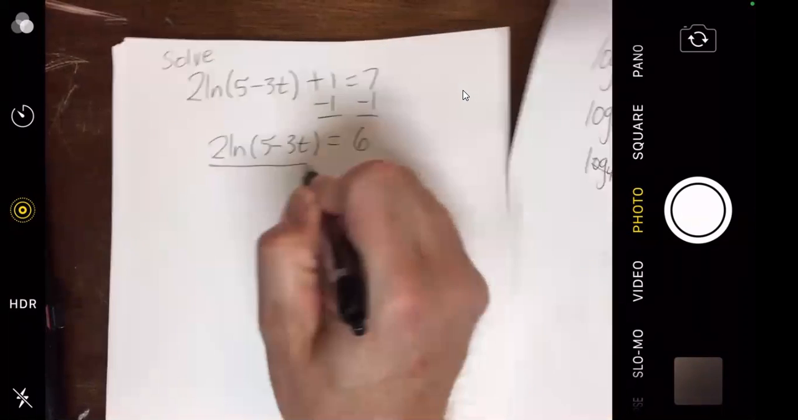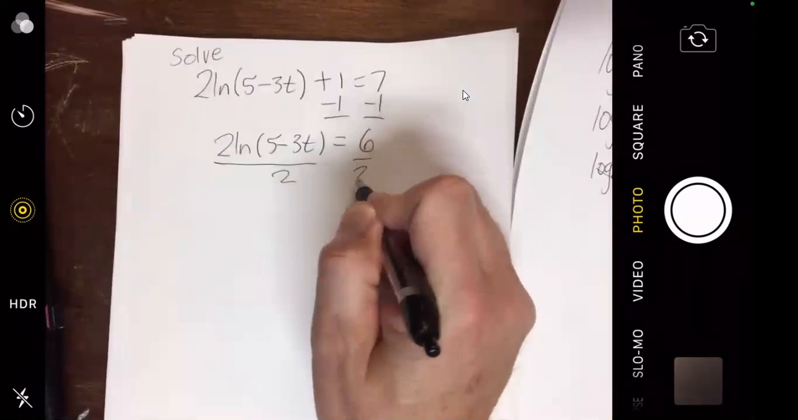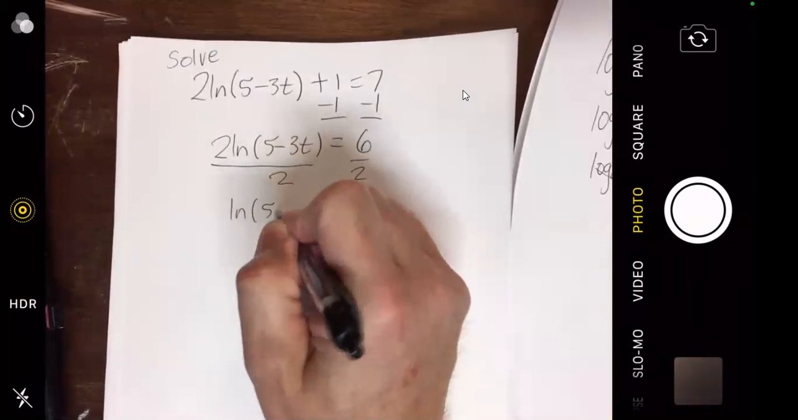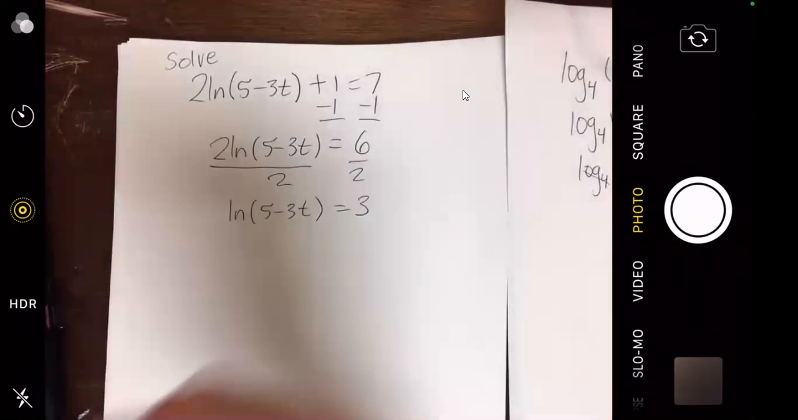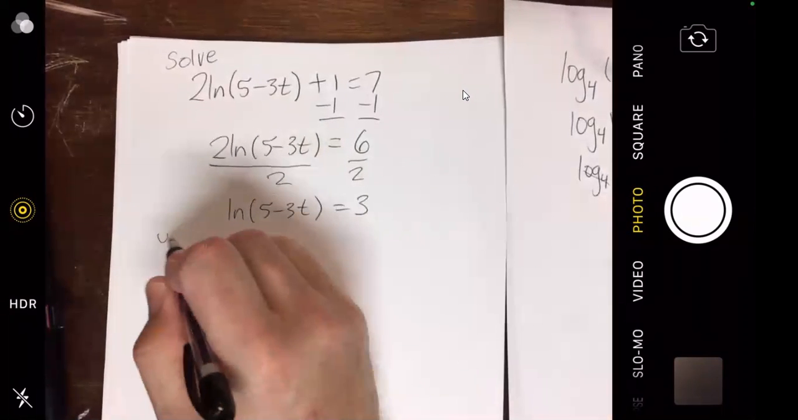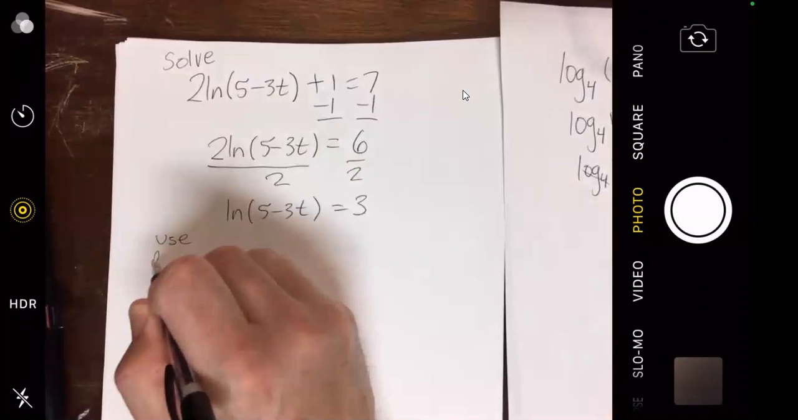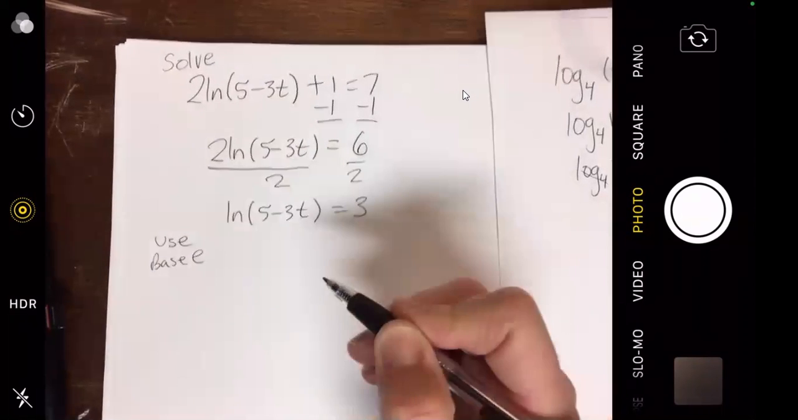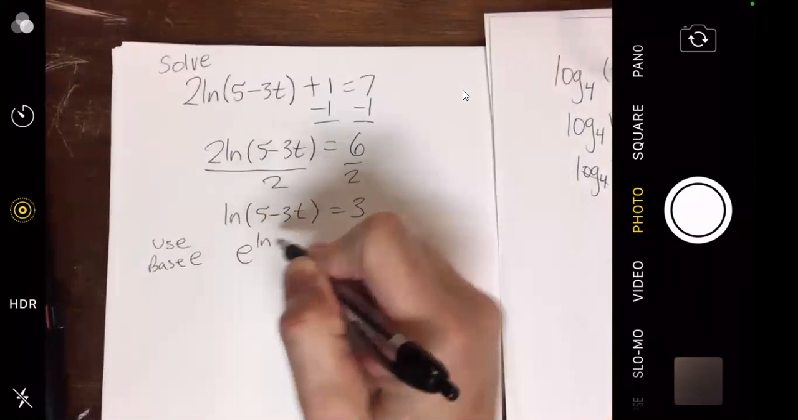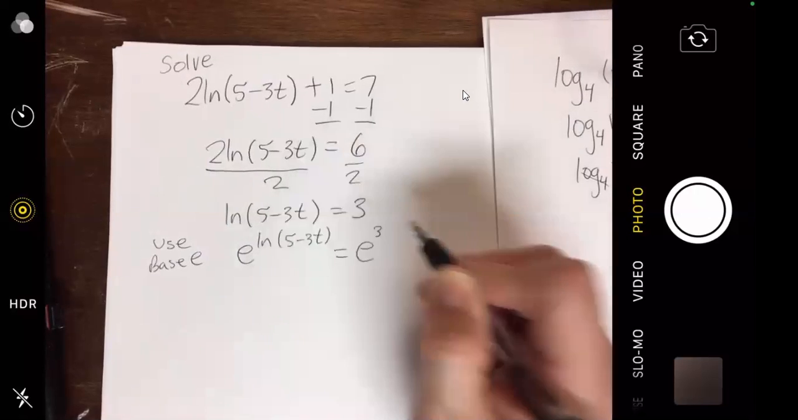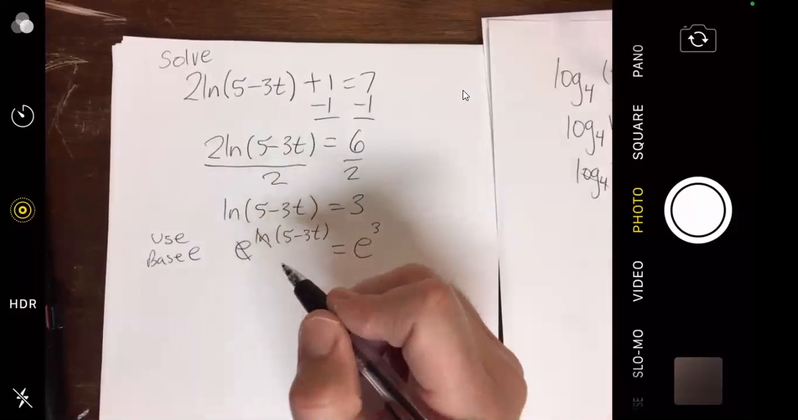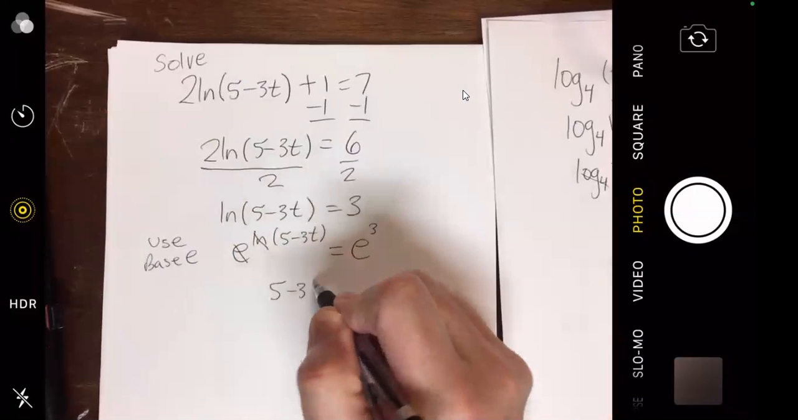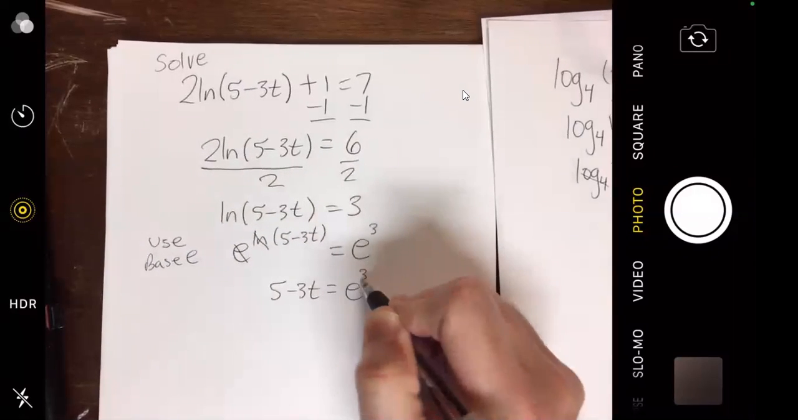And we're going to divide by 2. 5 minus 3t then is equal to 3. And then to undo ln, we use base e. e to the ln is equal to e to the 3. And then these undo. 5 minus 3t is equal to e to the 3.